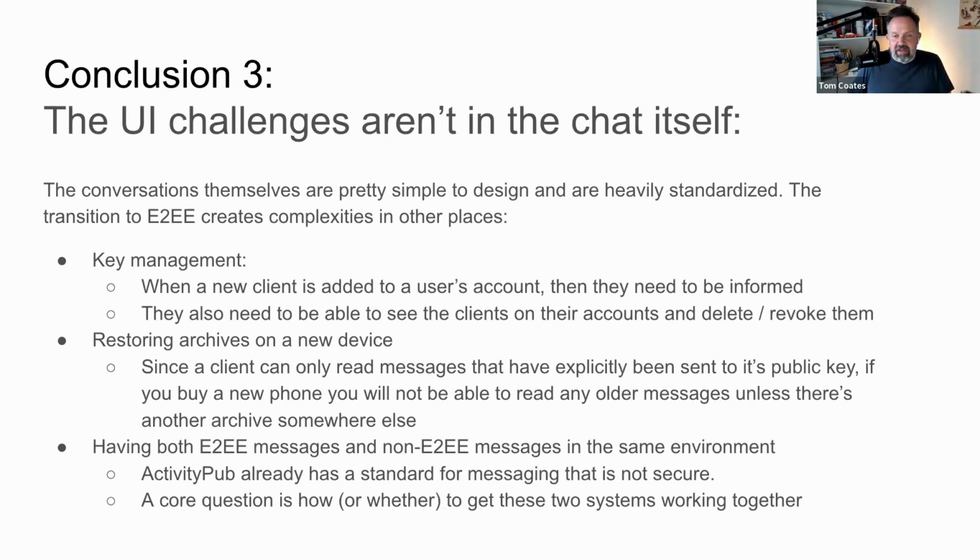And then the third bit that became interesting and confusing was about having both E2E messages and non-E2E messages in the same environment. And obviously this is because Mastodon and ActivityPub based products already have direct messaging and private messaging built into them. But they are not encrypted. So the question about how to have those two things operating in the same space without them colliding or causing more confusion or problems is one of the larger problems. Next.